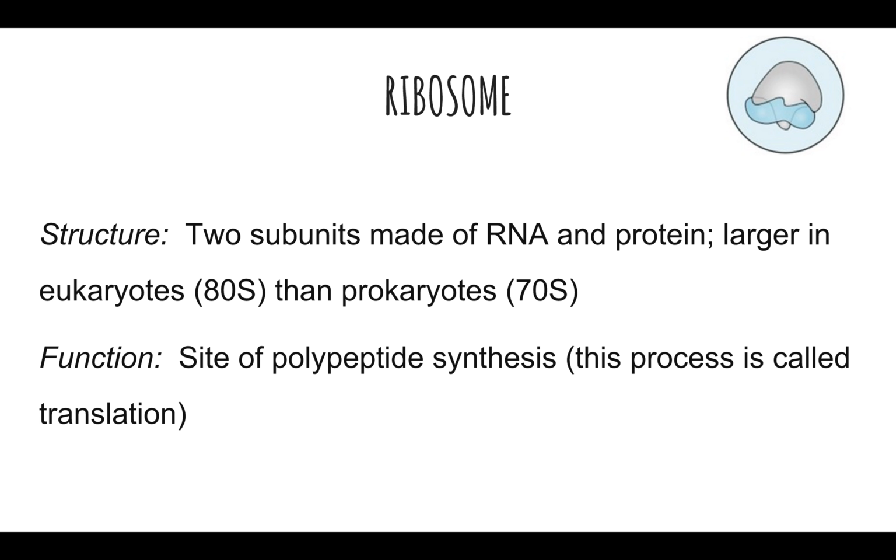So ribosomes. The structure is two subunits made of RNA and protein, larger in eukaryotes, 80S, than prokaryotes, which are 70S. So remember, eukaryotes are 80S and prokaryotes are 70S. They're just different sizes. Okay, so the function is the site of polypeptide synthesis, a process called translation. You will learn about this further on. All you have to remember is just the site of polypeptide synthesis.